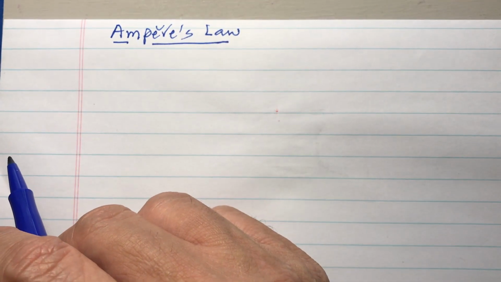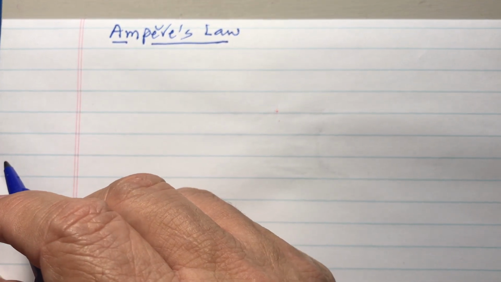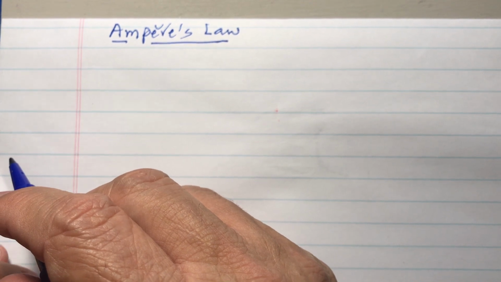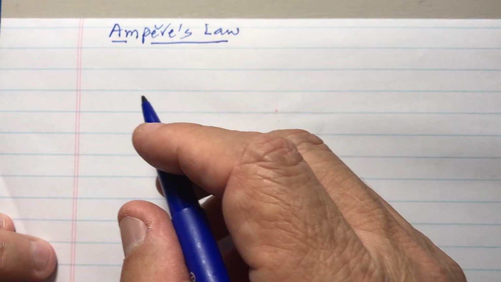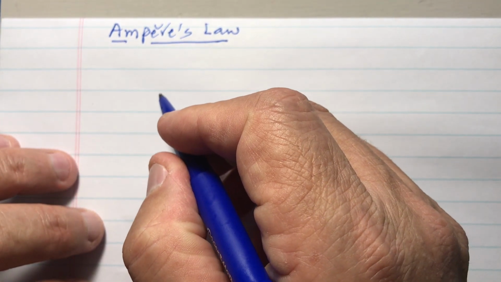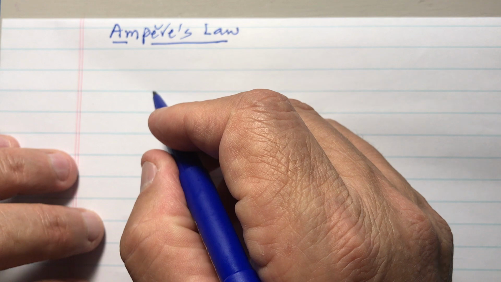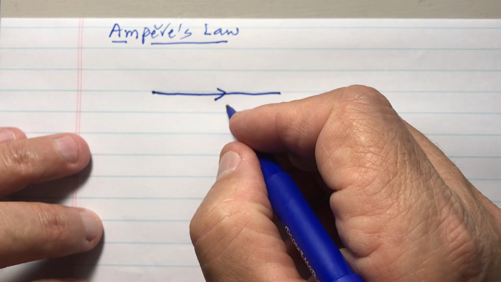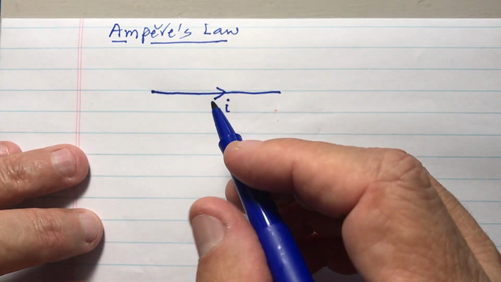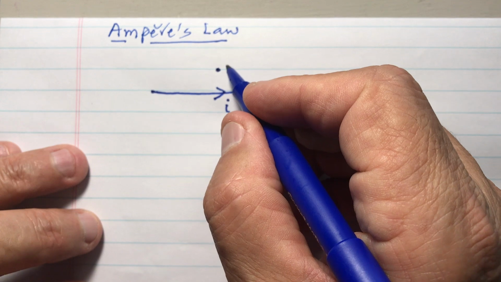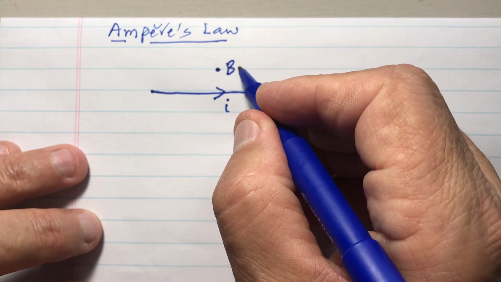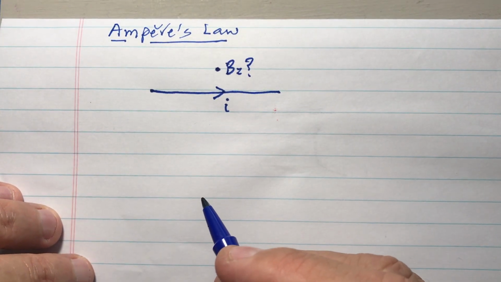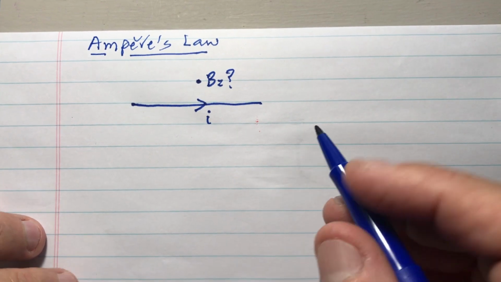Today we're going to study Ampere's law. Ampere's law helps you find the magnetic field of a wire that has a current. Let's see, if we have some wire and it has some current, this is the current I, and we want to find the magnetic field here. We want to find the B field at that point. So what we do is apply Ampere's law.